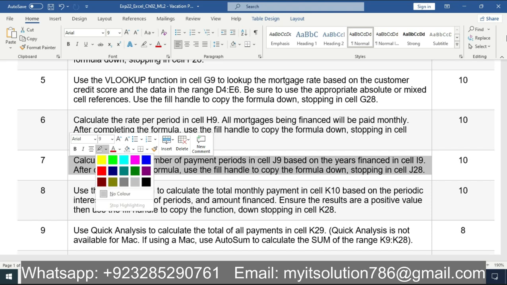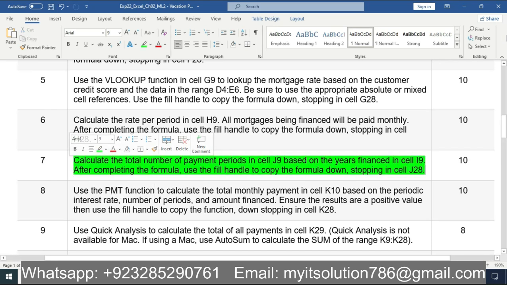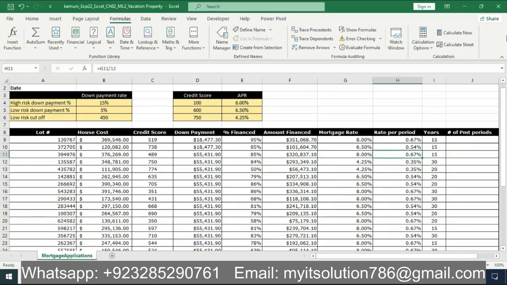So we go on to step number 7. Our step number 7 is calculate the total number of payment periods in cell J9 based on the years financed in cell I9. After completing the formula, use the fill handle to copy the formula down, stopping in cell J28. So in this step, we enter a formula to calculate the number of payment periods. So we go to our Excel worksheet, and in cell J9, the number of payment periods.